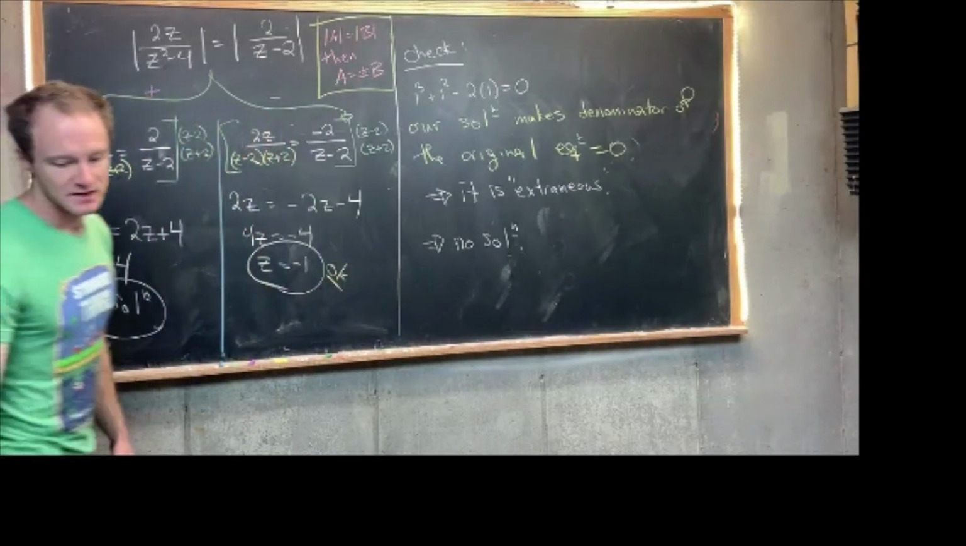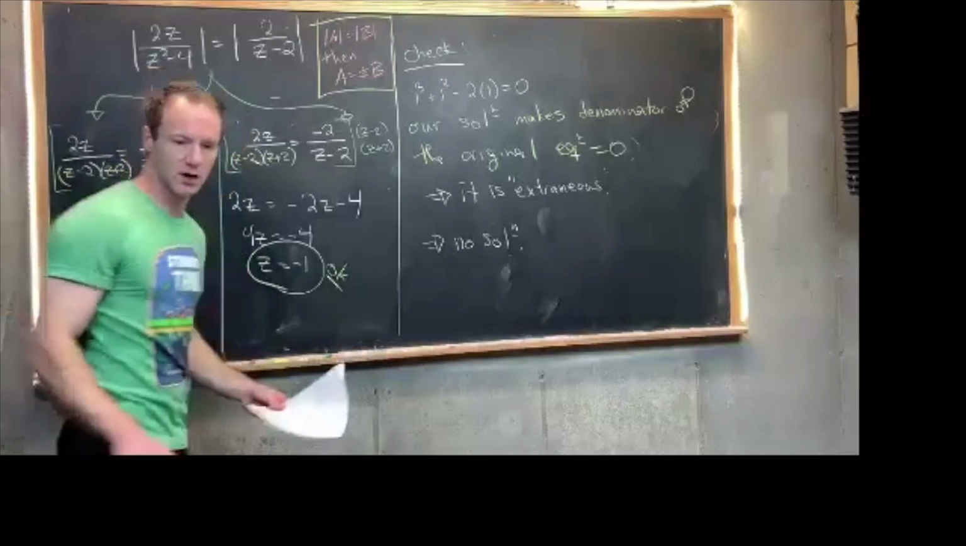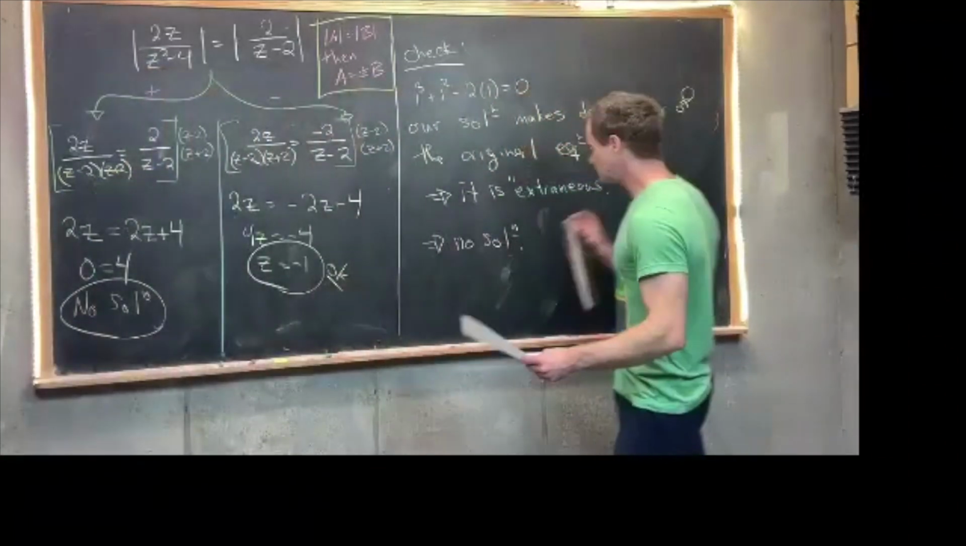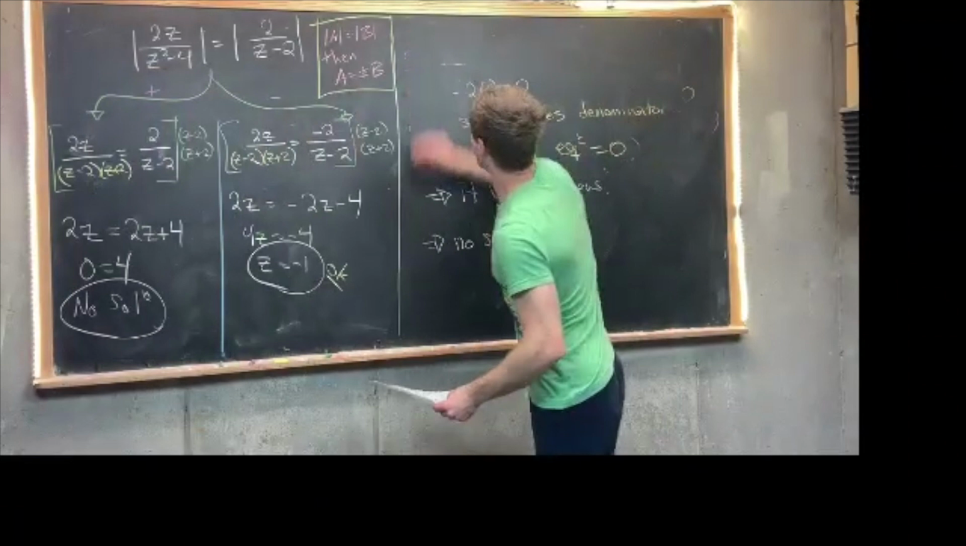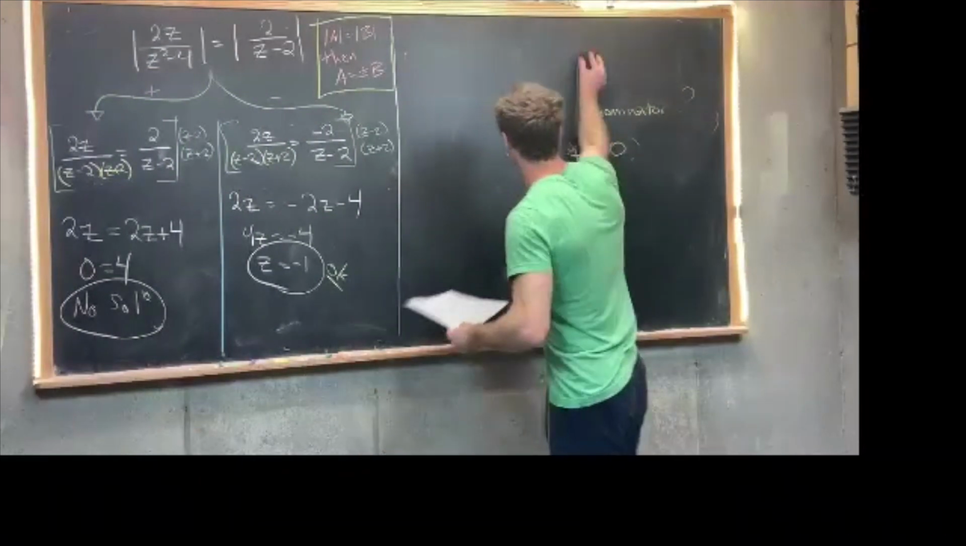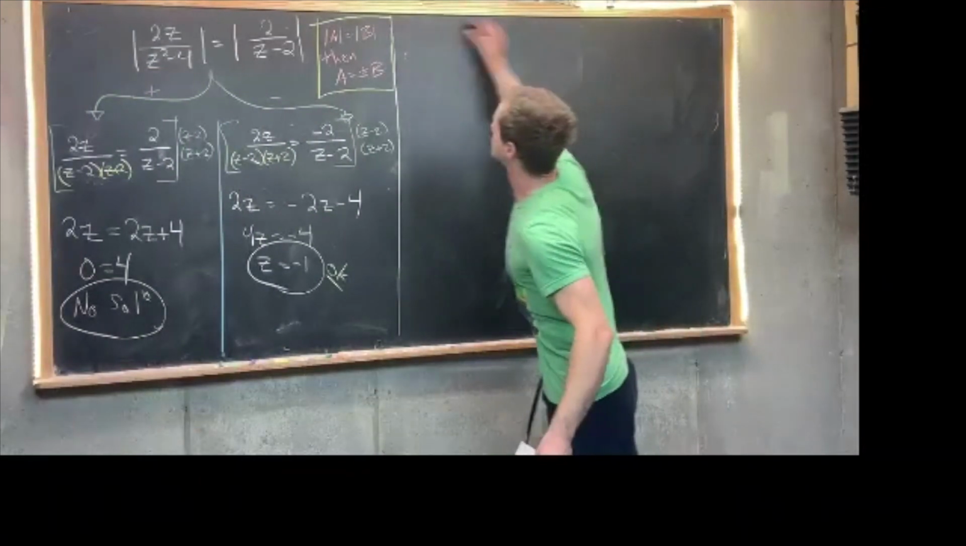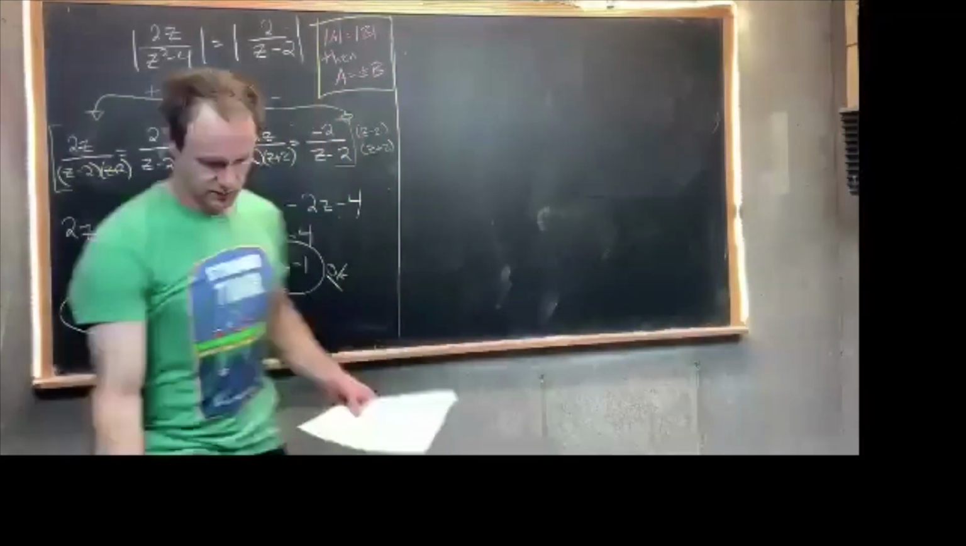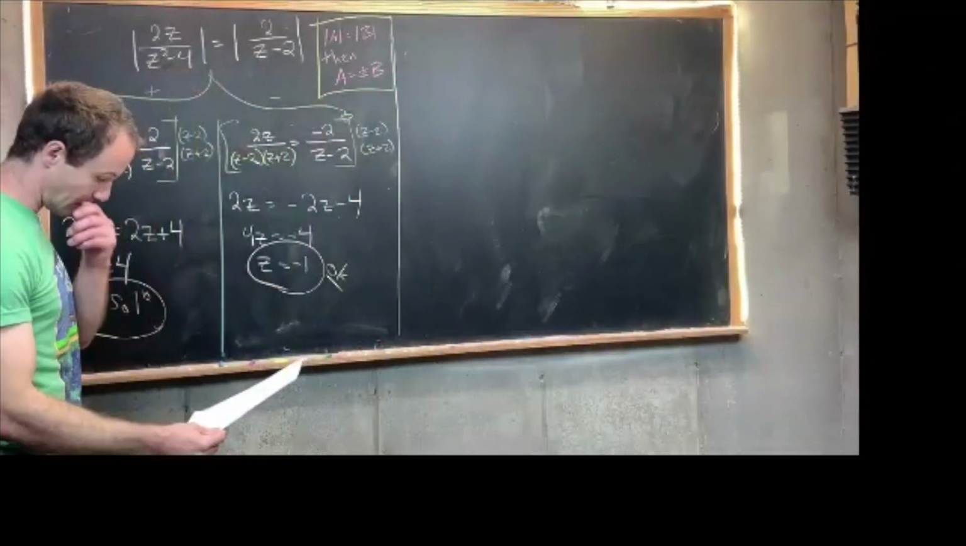Okay, so let's do one more. This is going to be solving one of these rational equations for one of the variables when there are potentially more than one.